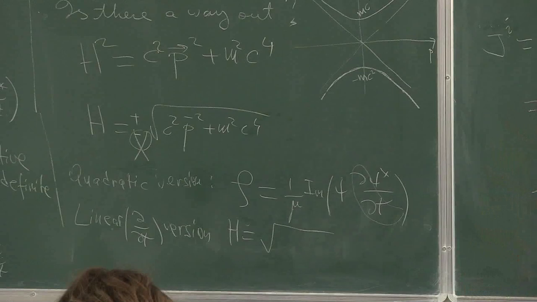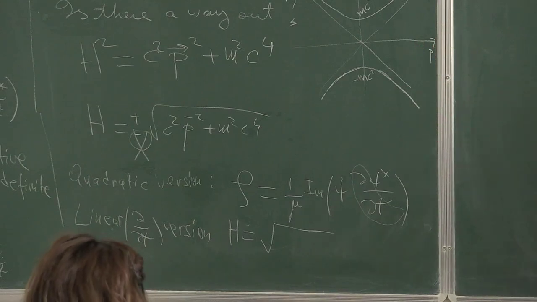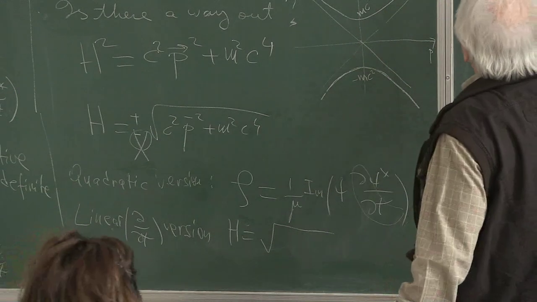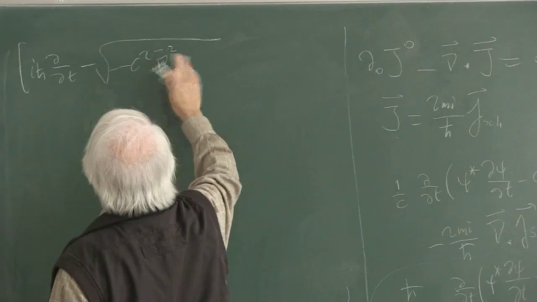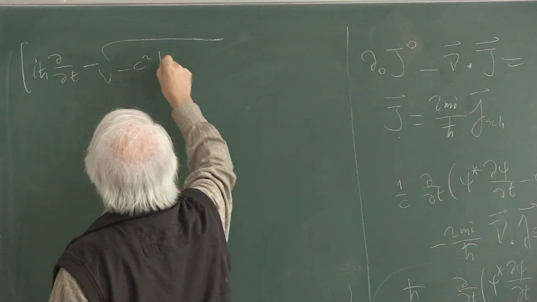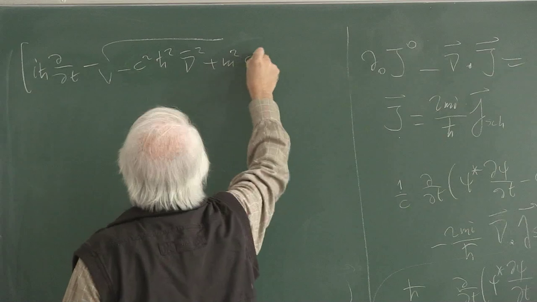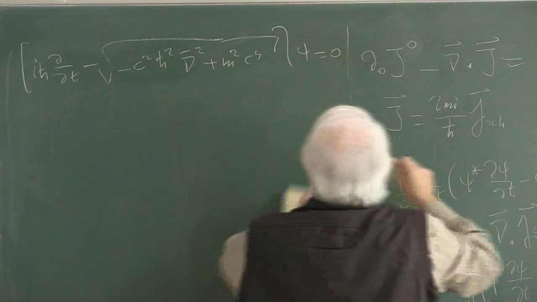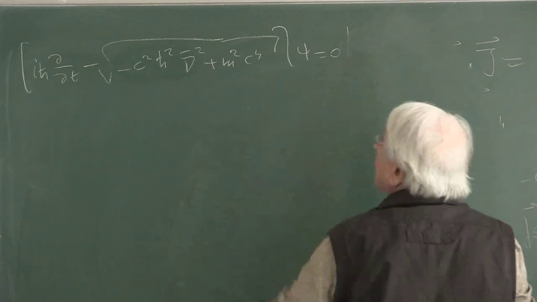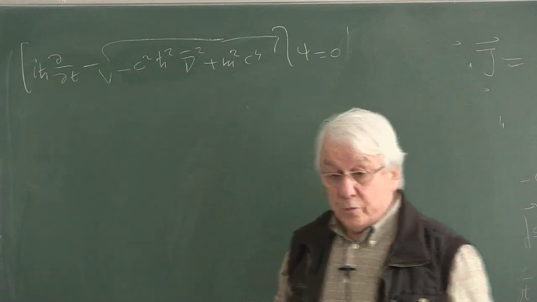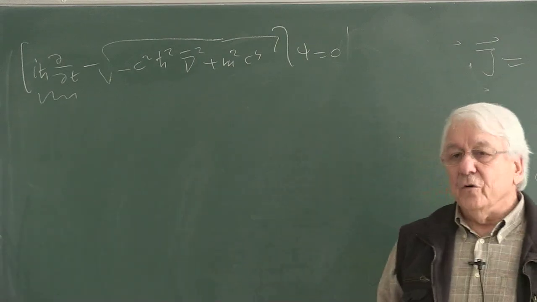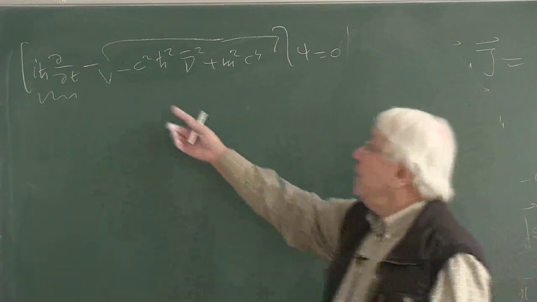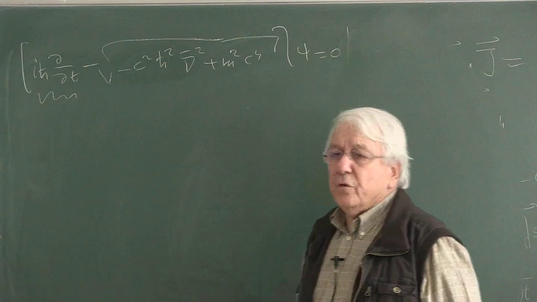Let me write that down. What would be the form of the equation in this case? Except for that price we already paid, the big price of throwing away the negative energy solutions, without worrying about it, I say here is c squared del squared minus c squared h bar squared del squared plus m squared c to the 4, psi is equal to 0. That is the new equation I propose. This portion will work out fine. It's like the Schrodinger, right? I h bar d psi dt, therefore it's going to give me d by dt of psi mod squared. What about this portion? What is the meaning of this operator?